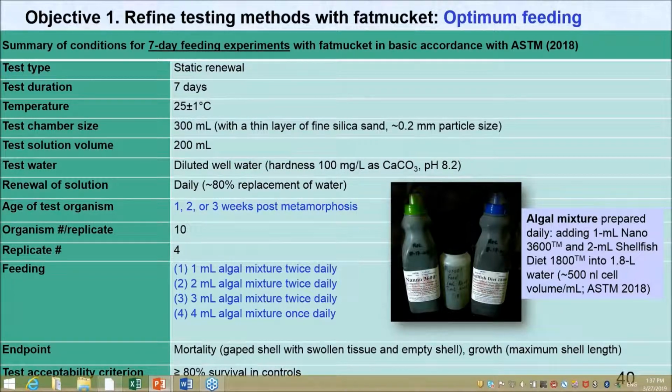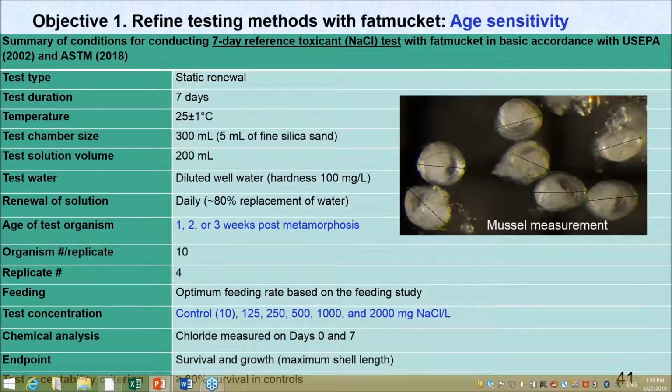Most of the time you see the empty shell, and very occasionally you see some swollen tissues, so we call them dead. And then we also measure the length for the growth endpoint. To test the age sensitivity, we did a 7-day reference toxicant test of sodium chloride, started with 3 age groups of mussels, and used 6 sodium chloride concentrations in a 50% dilution series. We measured chloride and used chloride to calculate effect concentration.